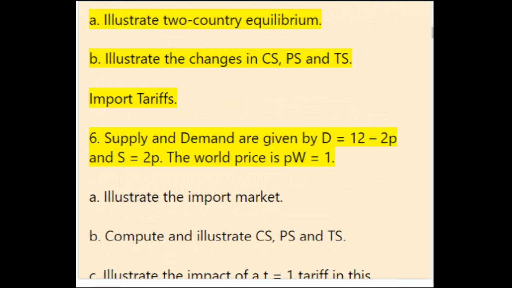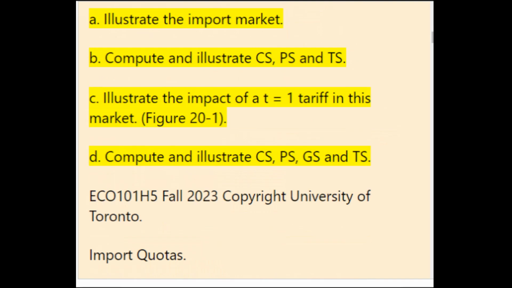Import tariffs. 6. Supply and demand are given by D = 12 - 2P and S = 2P. The world price is PW = 1. A. Illustrate the import market. B. Compute and illustrate CS, PS, and TS.